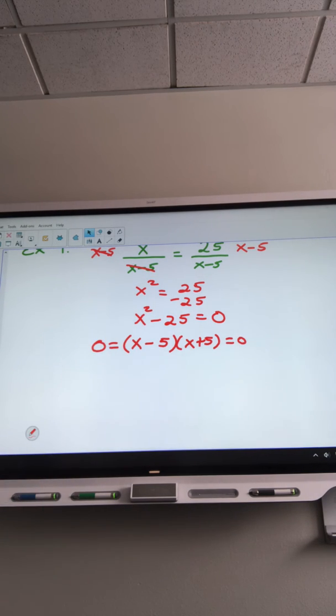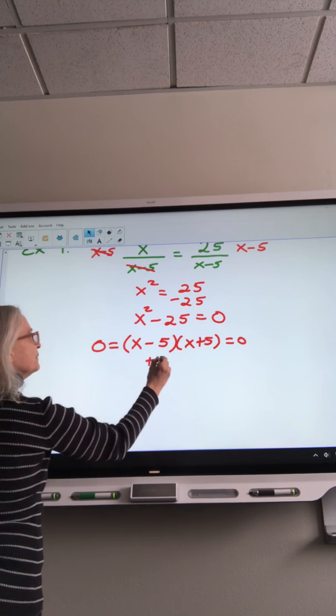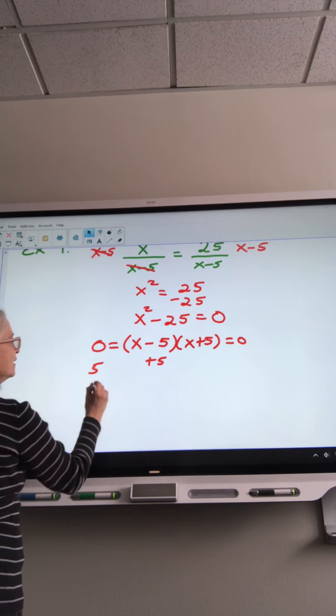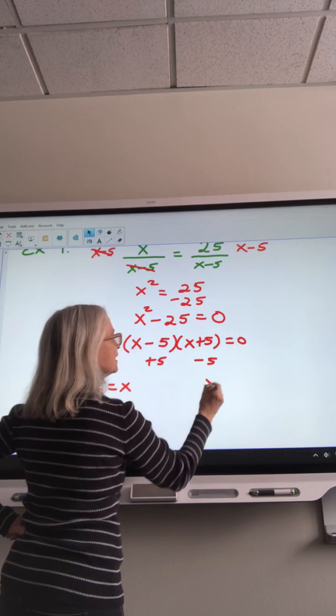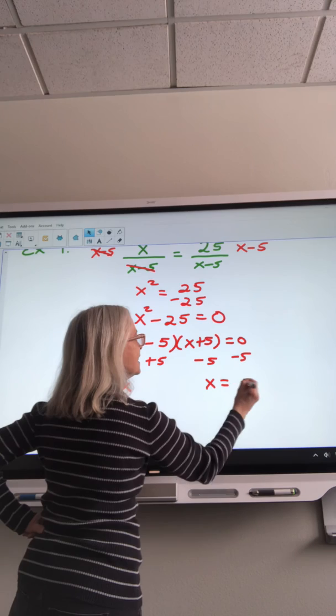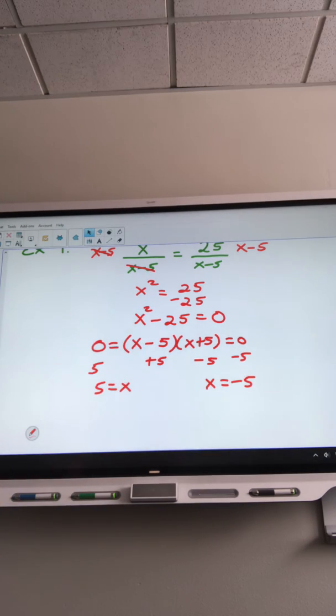And then I'm going to solve each parenthesis. So x minus 5 would be plus 5, so 5 is equal to x. Minus 5 gives me x is equal to a negative 5. So those are my two solutions.